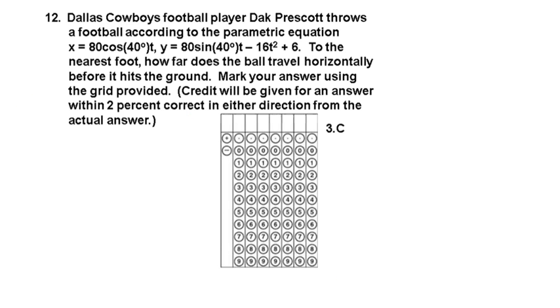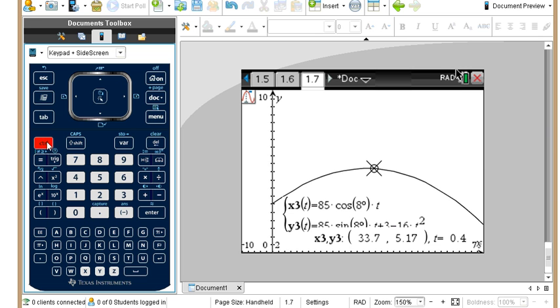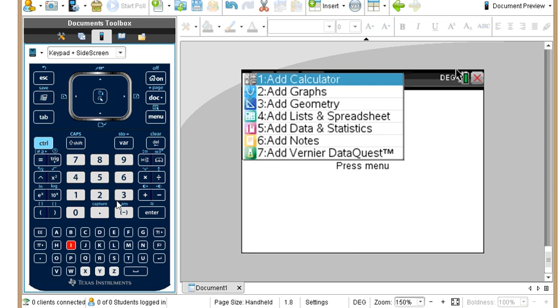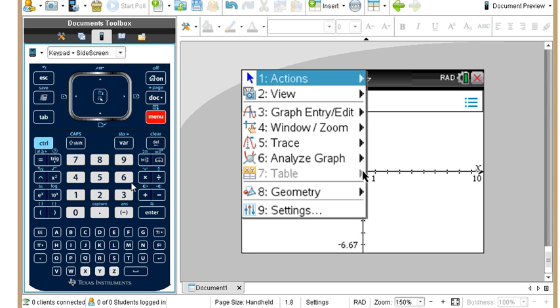Well, we can go to our calculator and just enter the equation. I'm going to go Control I. In this case, I did pre-enter. I'm going to go to menu 3, 4.